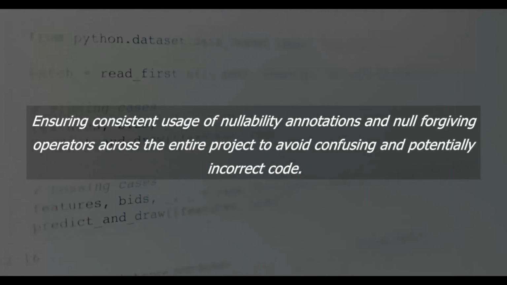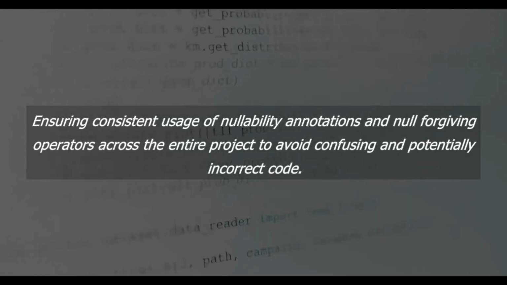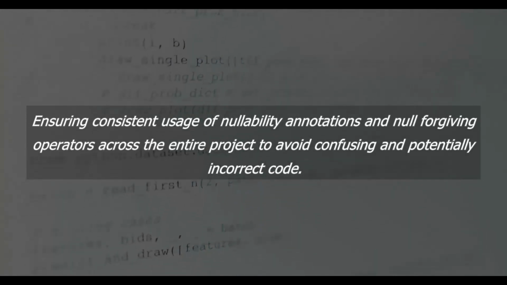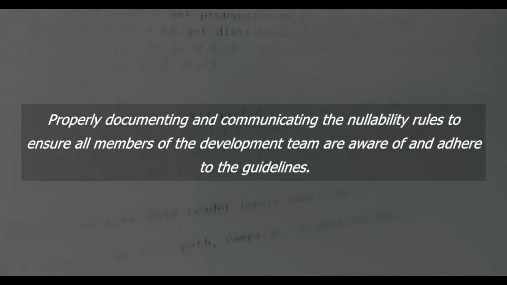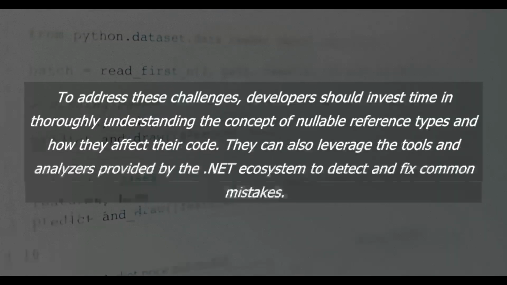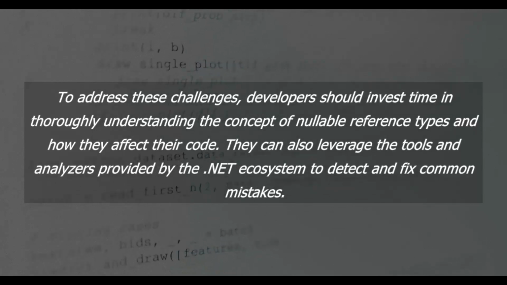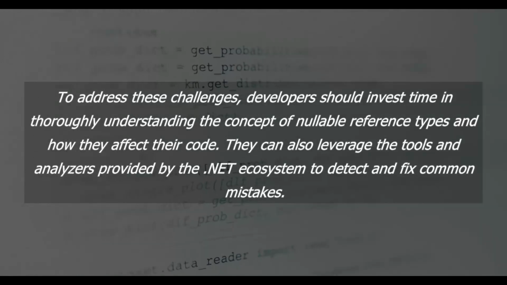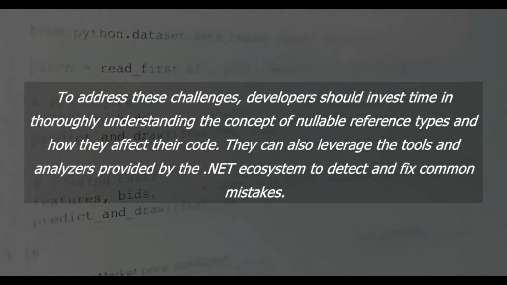Ensuring consistent usage of nullability annotations and null forgiving operators across the entire project to avoid confusing and potentially incorrect code. Properly documenting and communicating the nullability rules to ensure all members of the development team are aware of and adhere to the guidelines. To address these challenges, developers should invest time in thoroughly understanding the concept of nullable reference types and how they affect their code. They can also leverage the tools and analyzers provided by the .NET ecosystem to detect and fix common mistakes.